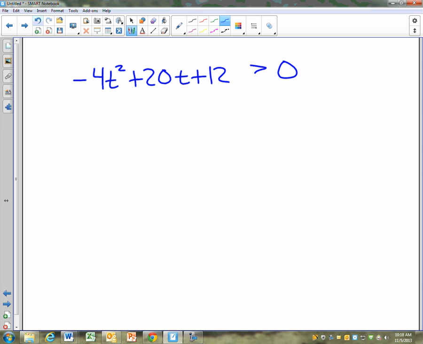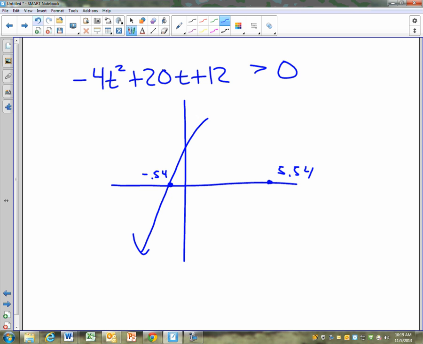What shape does that make? It's a parabola. It's upside down. Do we know when it's equal to 0? We just solved that. When is it equal to 0? Negative 0.54 and 5.54. No need for tick marks. We're just trying to get a rough visual display, and it goes upside down, right? Do you remember last year in pre-calc when we were solving quadratic inequalities and rational inequalities and stuff like that? That's the same thing that's happening here, okay?